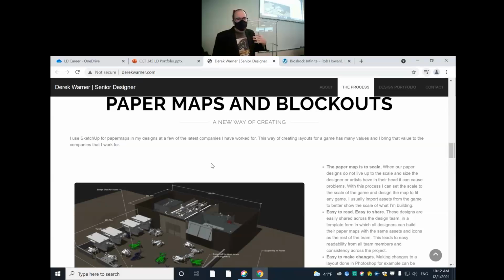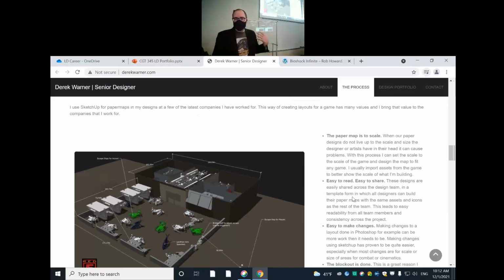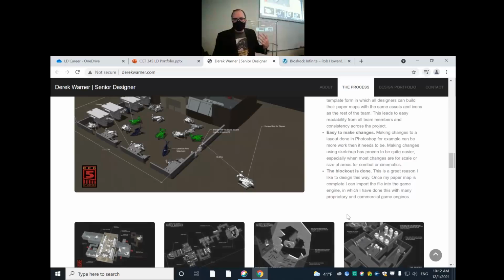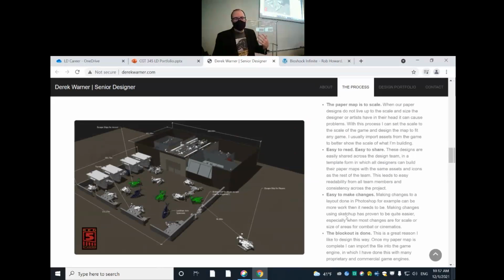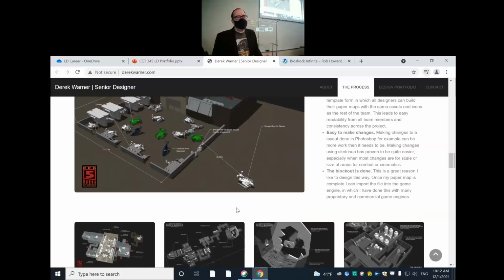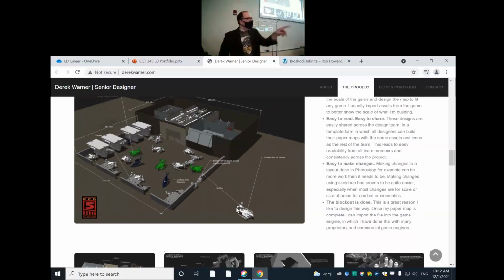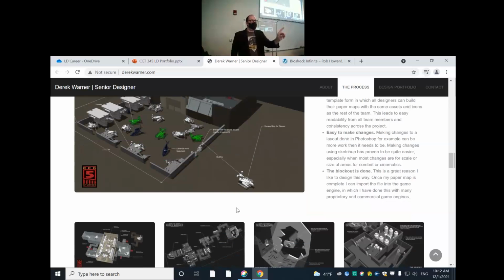He talks about how he uses SketchUp for his paper maps, because it's easy to read, easy to share, and easy to make changes. When he's working on his paper design and uses SketchUp to make his 2D illustration, he then takes that and that becomes his white box. If I was interviewing him, I might critique him a little on that, but it's still really cool. I might critique that he's maybe losing a little of what you want a white box to do if you're just automatically taking a map and dumping it into the white box.